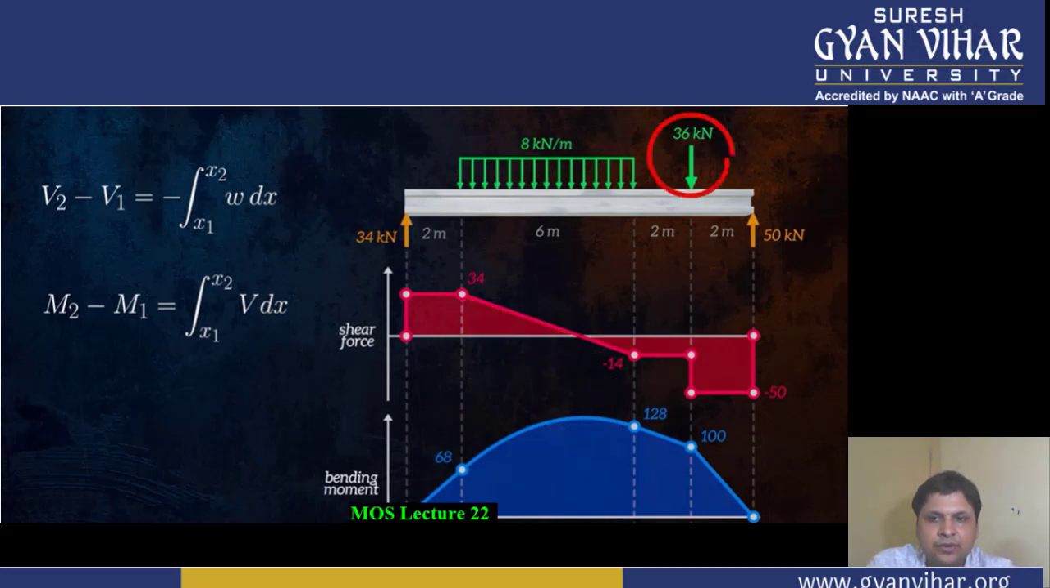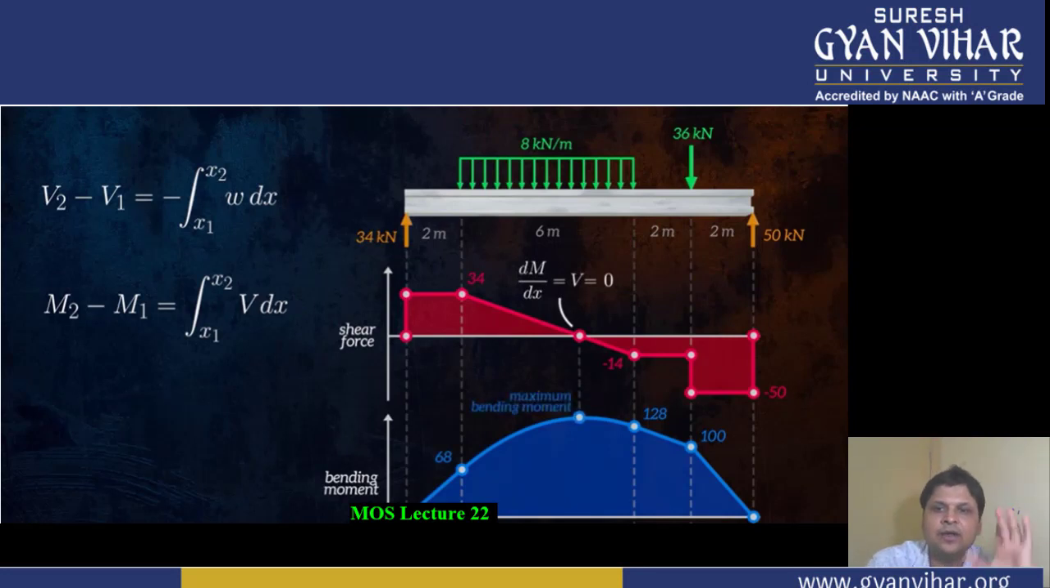Where concentrated forces are applied, there is a sudden jump in the shear force diagram. And where concentrated moments are applied, there is a sudden jump in the bending moment diagram. These equations will not be applicable across the discontinuities in the diagram. One final observation we can make based on these equations is that when the shear force is equal to 0, the bending moment curve will be at a local maximum or minimum.